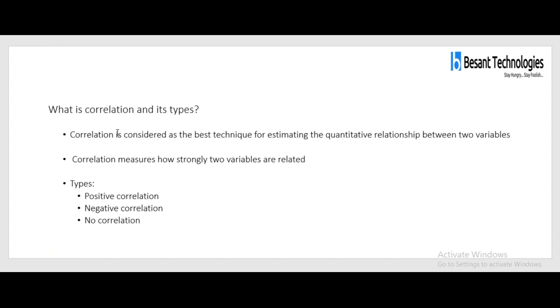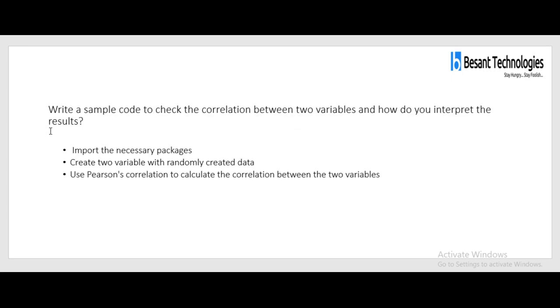Next, what is correlation and its types? Correlation is considered the best technique for estimating the quantitative relationship between two variables. Correlation measures how strongly two variables are related. There are three types of correlation. One is positive correlation, second is negative correlation, and third is no correlation. Write a sample code to check the correlation between two variables, and how do you interpret the results?